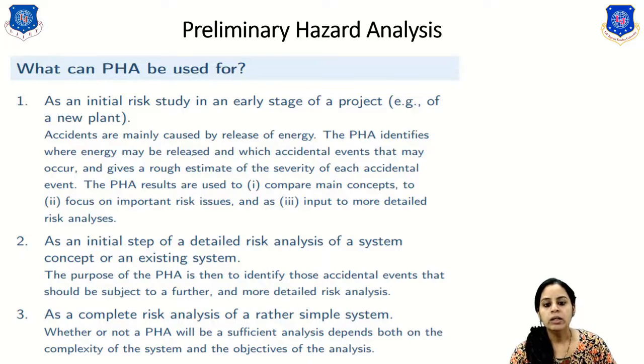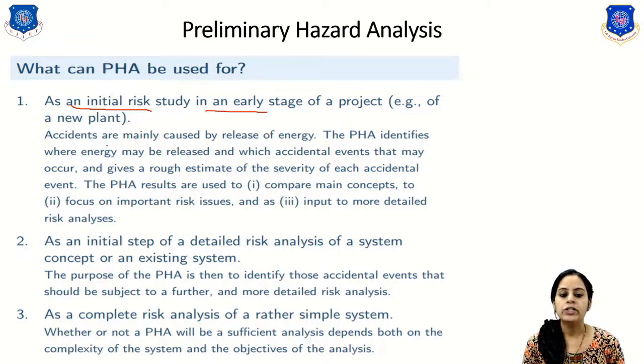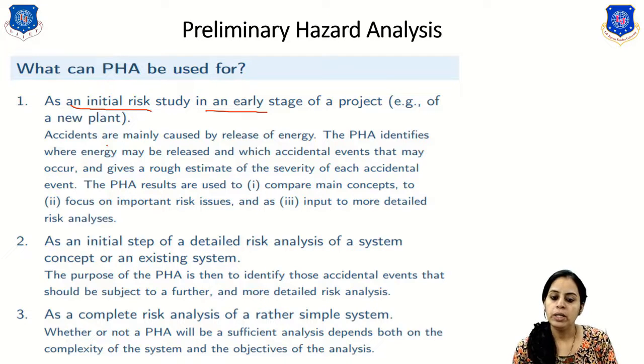Then, what can preliminary hazard analysis be used for? First of all, it is used as an initial risk study at an early stage of the project. Accidents are mainly caused by release of energy. In PHA, it is identified where energy may be released and which accident events may occur, and a rough estimate is given of the severity of each accidental event. The PHA results are used to compare the main concepts, to focus on important risk issues, and as input to more detailed risk analysis.